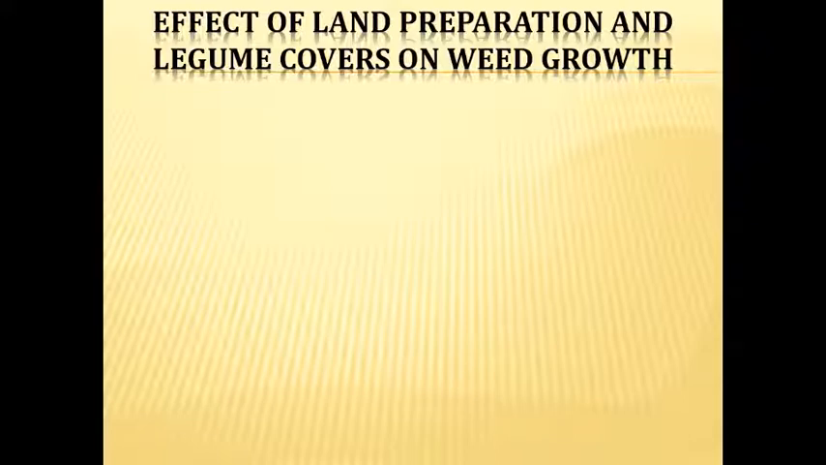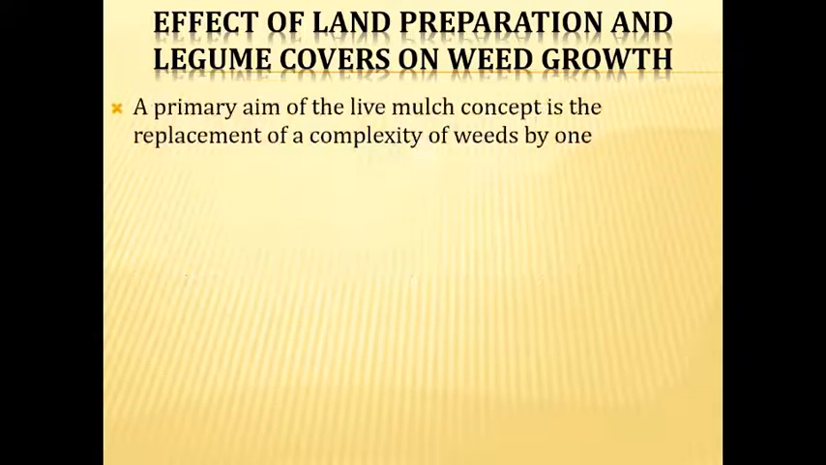Now let's see the effect of land preparation and legume covers on weed growth. Land preparation and having a kind of legume covers on a cropping field is helping for controlling weeds. A primary aim of the live mulch concept is the replacement of a complexity of weeds by one fast growing and easily manageable live mulch.